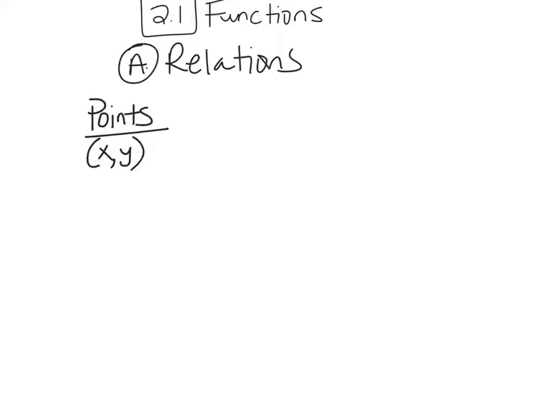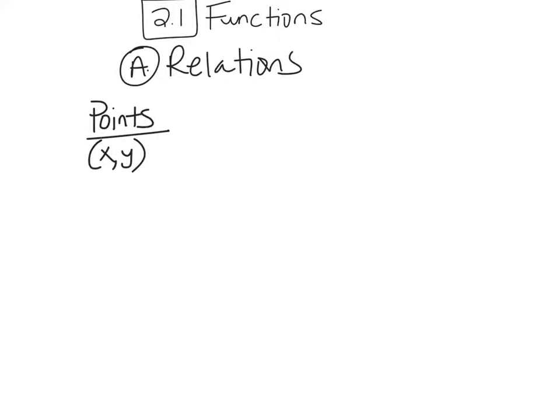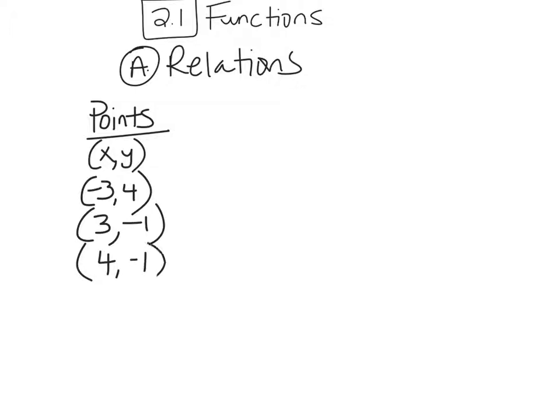And then what happens is we're given some points. For example, let's say that we're given the point (-3, 4). We're given also the point (3, -1), and (4, -1). Okay? So that would be a relation between numbers. All of those points are in one relation.